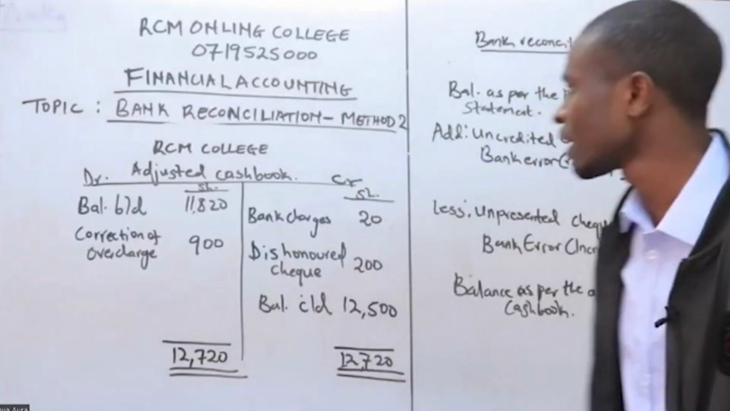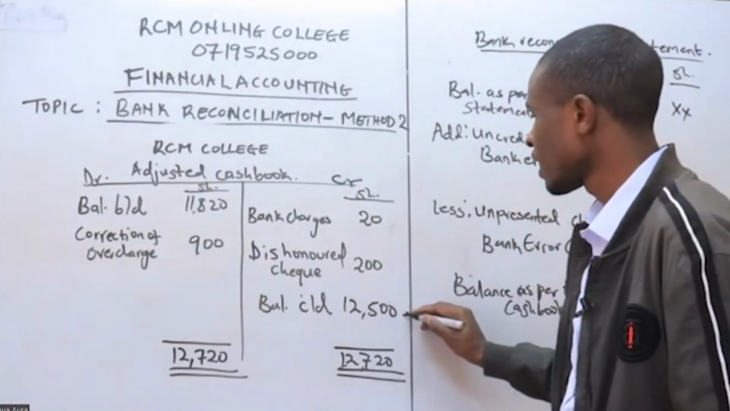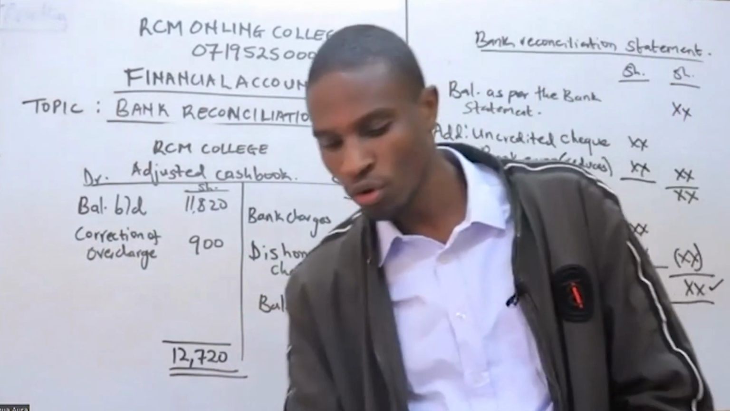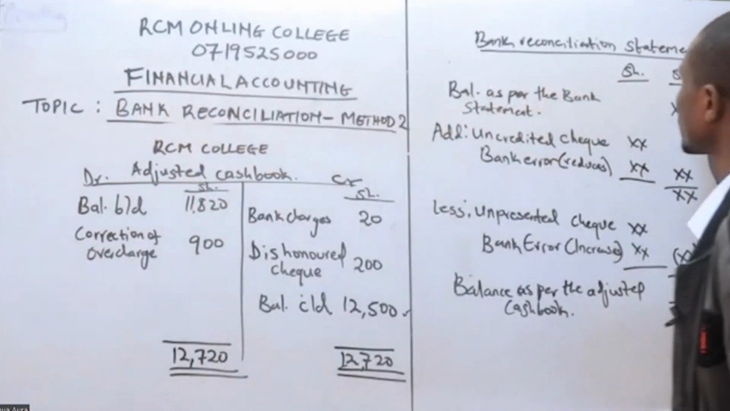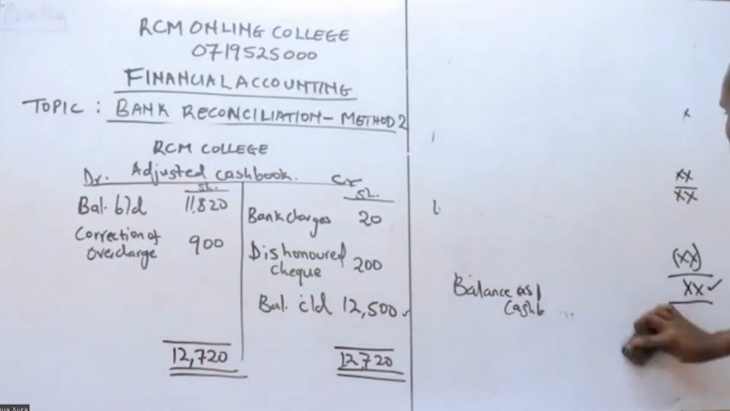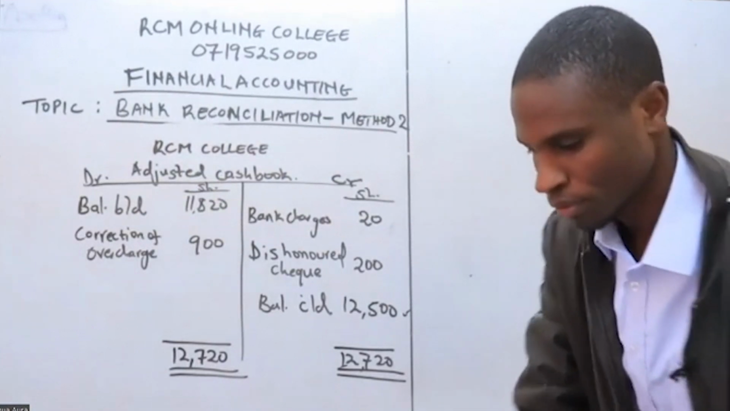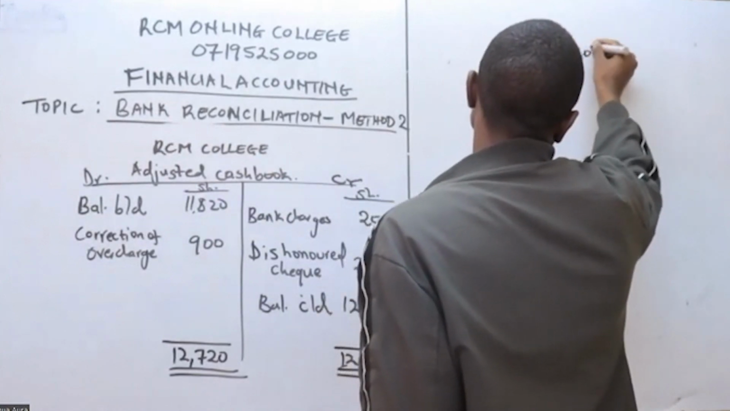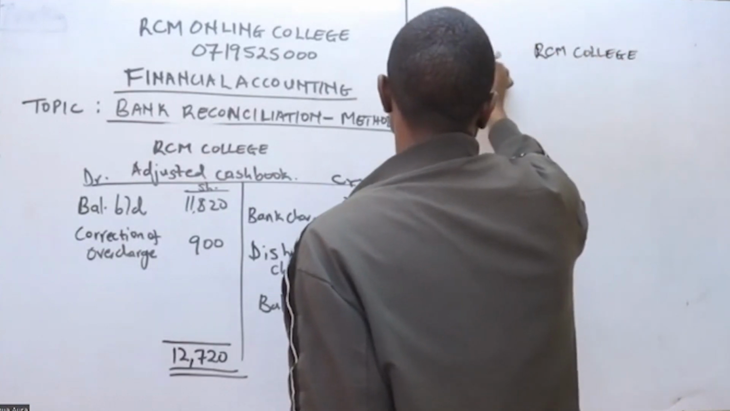So my bank reconciliation account, our statement will have this balance at the end using method 2. Remember, we are using method 2. So let's prepare our bank reconciliation statement. Bank reconciliation statement of RCM.